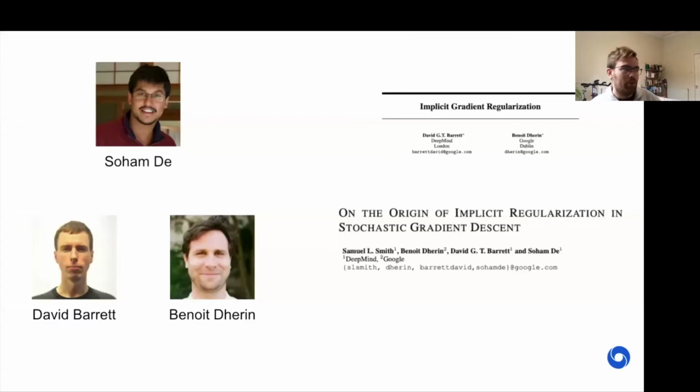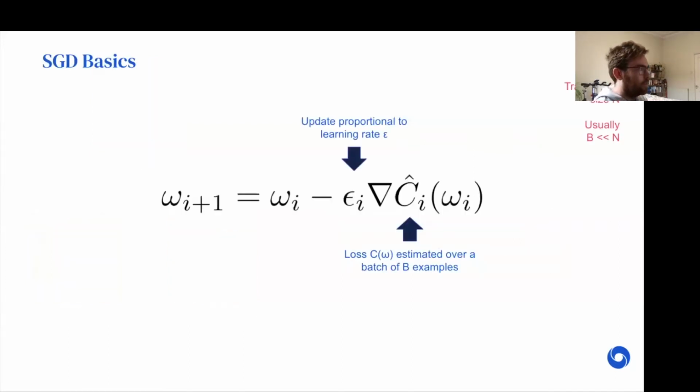So of course, I'm not going to be presenting just my own work. This is the result of a collaboration between myself, Soham De, David Barrett, and Benoit Dherin. So Soham and David are both at DeepMind with me, and then Benoit works at Google. And I'll be presenting two recent papers. Both of these are actually at ICLR 2021 this year. I wasn't involved in the paper at the top at all, so that's a paper from David and Benoit. And then when Soham and I saw that work, we got really excited about it, and then we started a collaboration built on that.